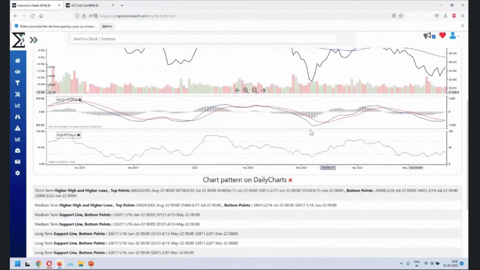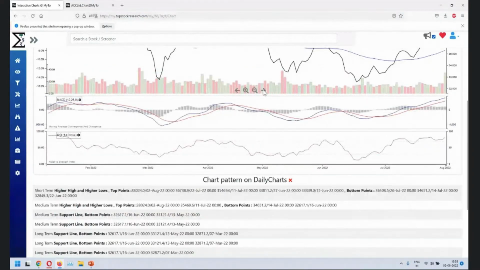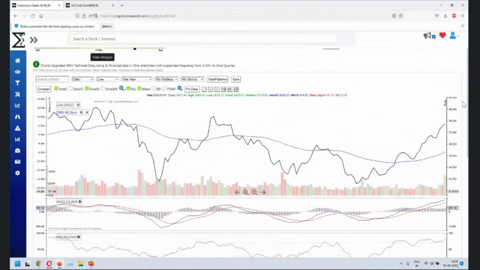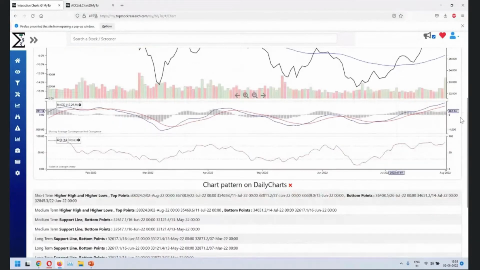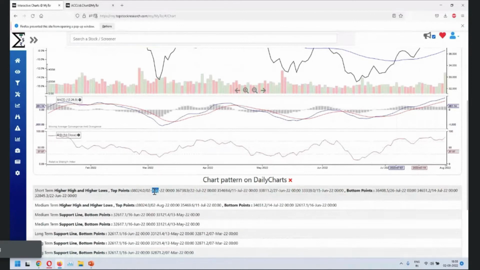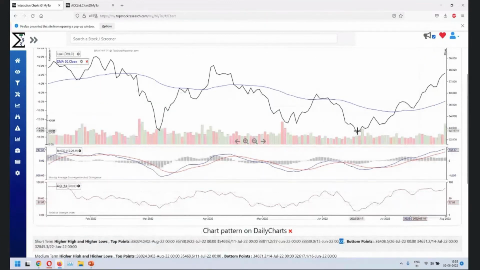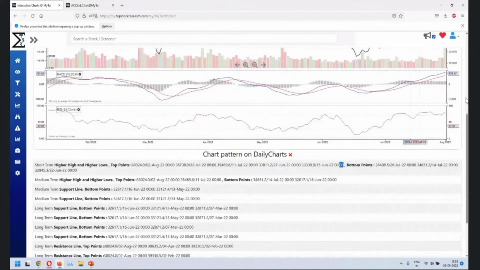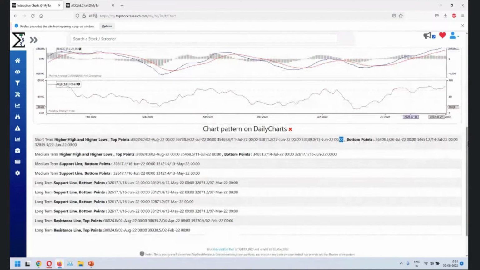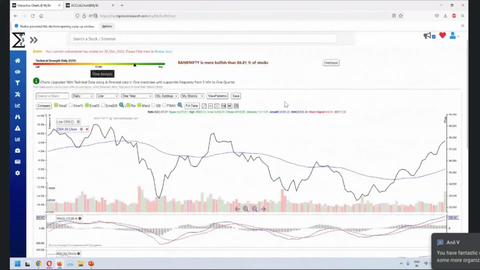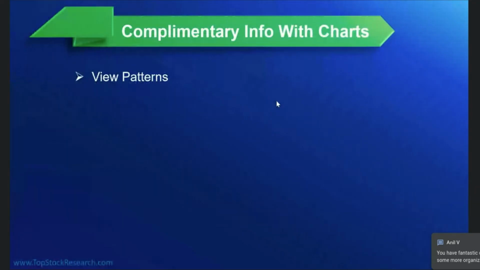All right, let's move to the right. Okay, this is where it is. It's making higher high, higher lows, and the points are mentioned out here. August, July, from 15 June onwards, roughly around this period, it's making higher high, higher lows, higher high, higher lows. So you get some sort of commentary out here. Look at the chart patterns below. So that's one complementary info.